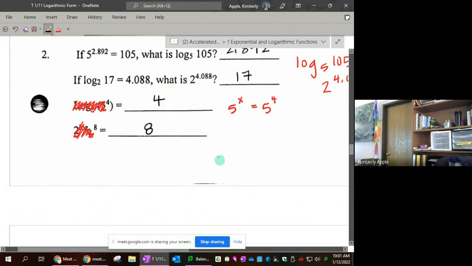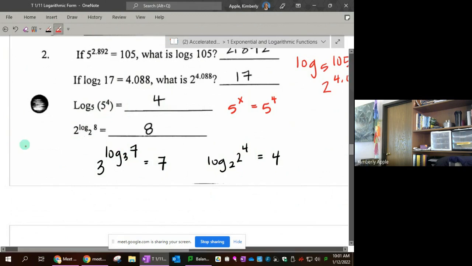So like tomorrow, if I'm like, well, let's do a couple more. Let's say I've got, what is the log base 2 of 2 to the 4th power? That's just 4. What if I say 3 to the log base 3 of 7? Well, that's just 7. Okay.